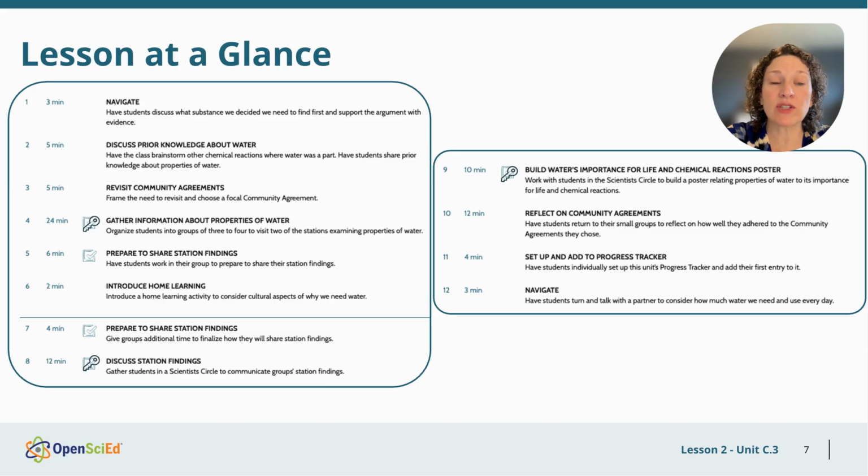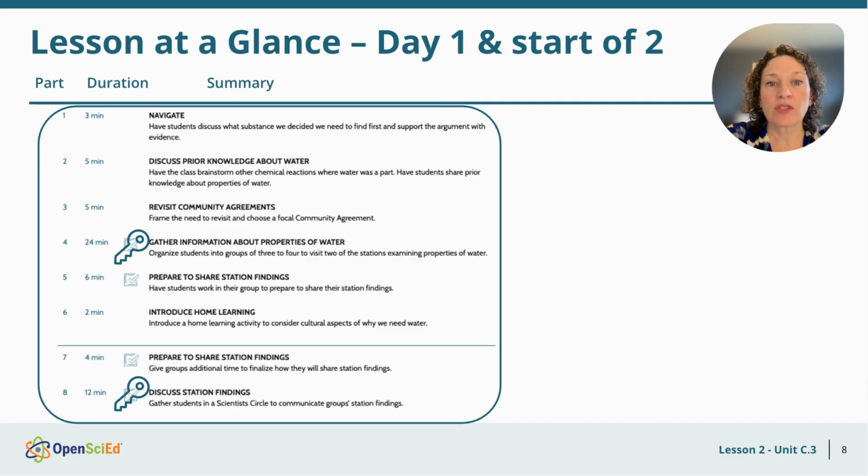There are 2 big sections in this lesson. Let's see what's happening in each. So in the first loop, the students gather information about properties of water by exploring 2 of 6 stations. Since they don't go to every station, the students prepare to share their findings with the class. At the beginning of day 2, each of the groups share their findings.